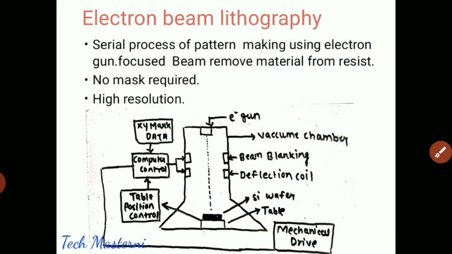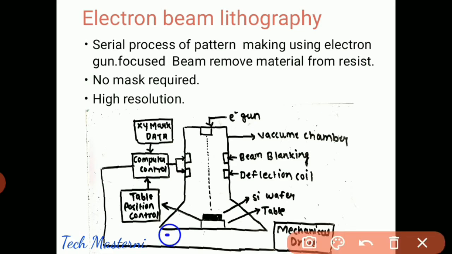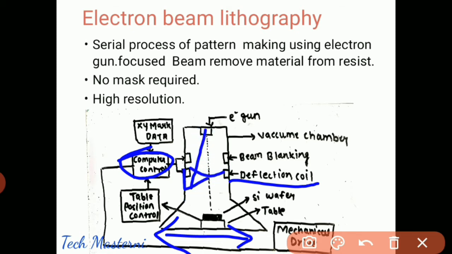Okay, now let us see the other parts. To move this particular wafer left and right, I have my table position circuit. This circuit is controlled by this computer controller, and on the other hand I have my deflecting coil. These deflecting coils will move my electron beam left to right so that it will fall on the perfect place on the surface of the silicon wafer. Next I have my beam blanking circuit. Beam blanking, as the name suggests, is used for blanking the beam.